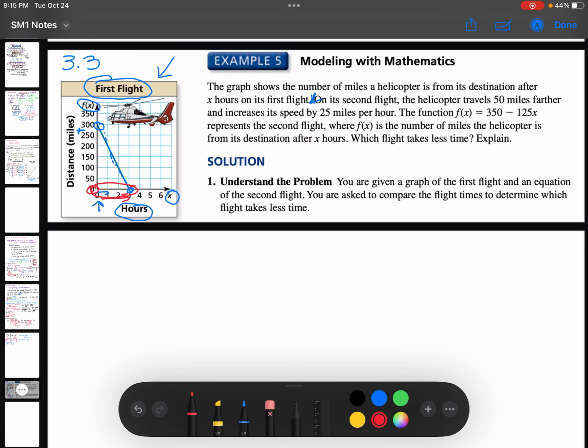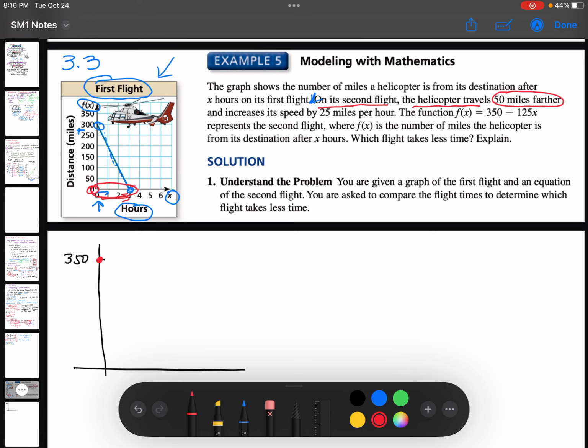That's what it means. Now, on the other hand, and now I'm going to keep reading, on its second flight, the helicopter travels 50 miles farther. If they say 50 miles farther, I need to compare it to something else. It means that I'm comparing it to its first flight. If in its first flight it was 300 miles away from destination, well, in the second flight, now it is 300. Oh, let me do this in black. I'm sorry. So in its second flight, it should be 350 miles away from its destination. So at the beginning, I am right here.